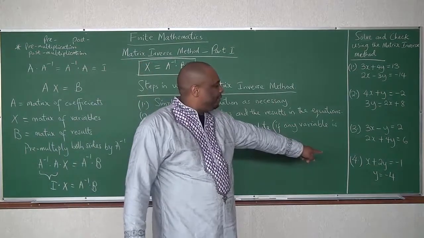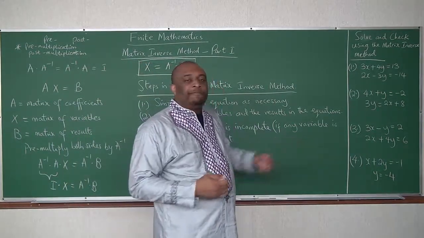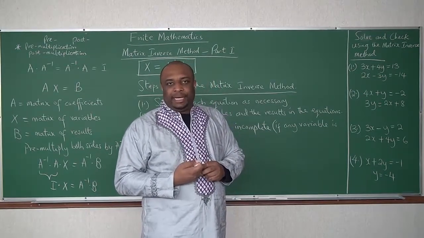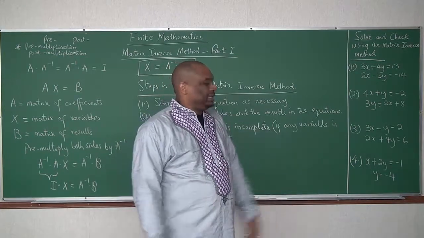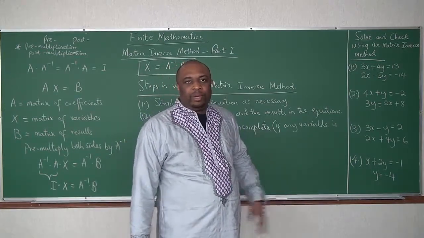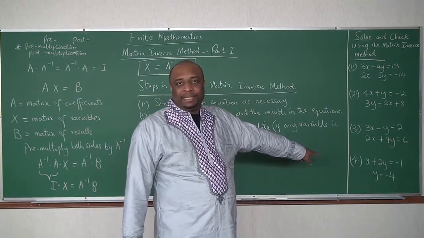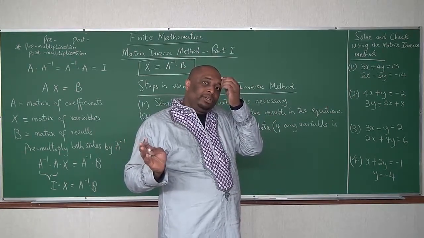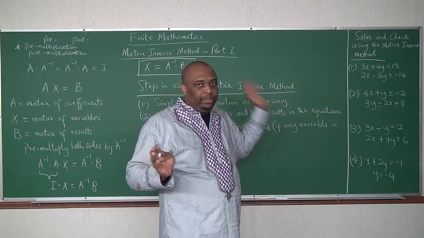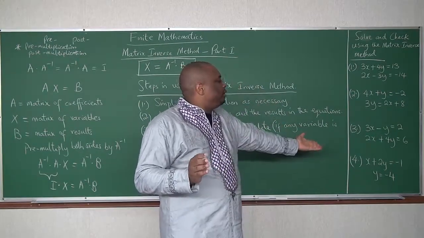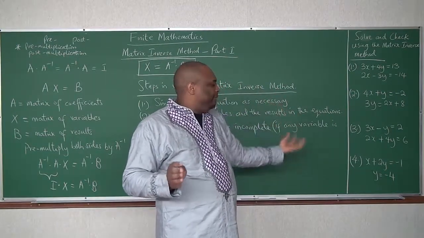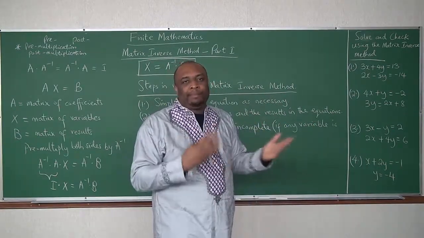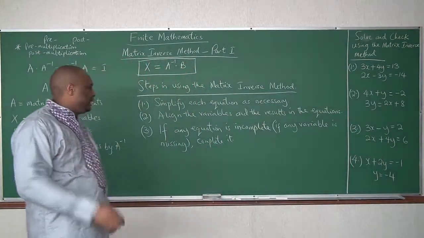Like you see in question four, in equation 2 of question 4. Can you tell me what is missing there? You see, x is missing. Remember, you are asked to use the matrix inverse method, not the substitution method. When a variable is missing, you've got to complete it. So we put 0x plus y equal to negative 4.